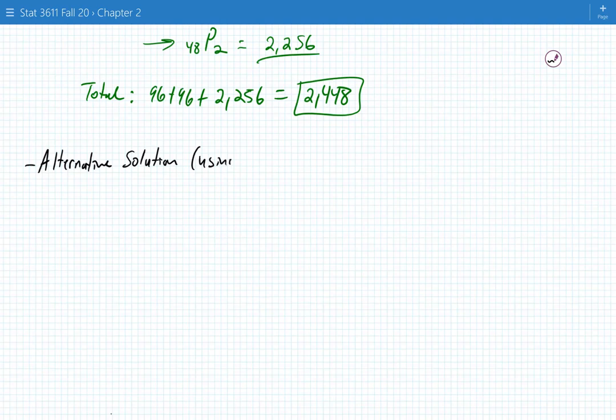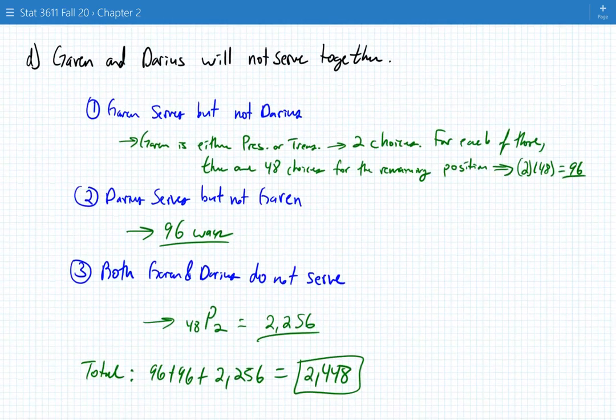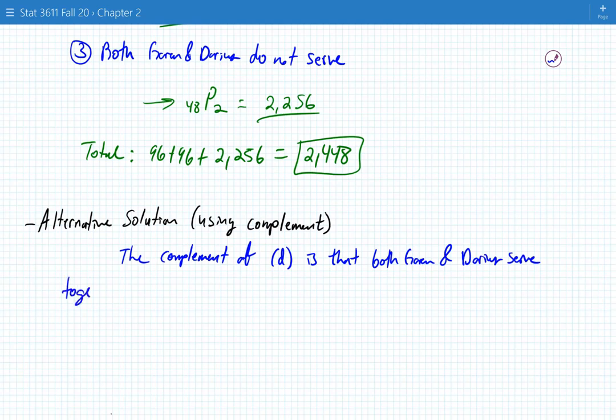And this is using, according to the terminology we had before, the complement of the desired event. Using the complement. The complement of the scenario in part D. What is the complement of Garen and Darius not serving together? The opposite of that, the complement, is that they do serve together. Both Garen and Darius serve together.